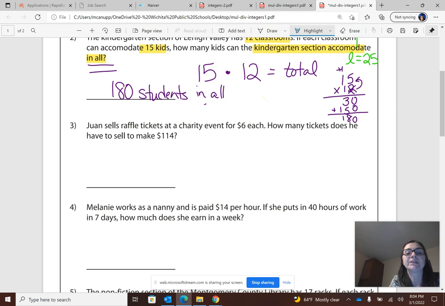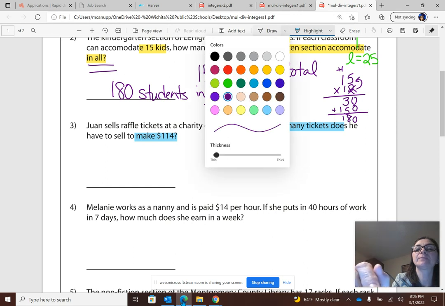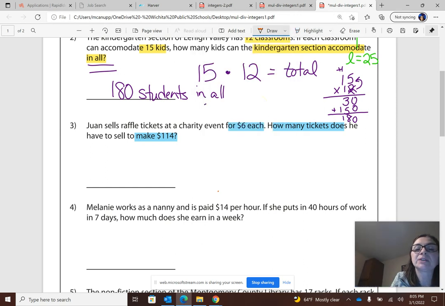Grab my highlighter. Oh, let's do blue this time. Juan sells raffle tickets at a charity event for $6 each. How many tickets does he have to sell to make $114? Okay, so let's think about this. What do I know about these raffle tickets? Okay, so it's asking me how many tickets does he have to sell.